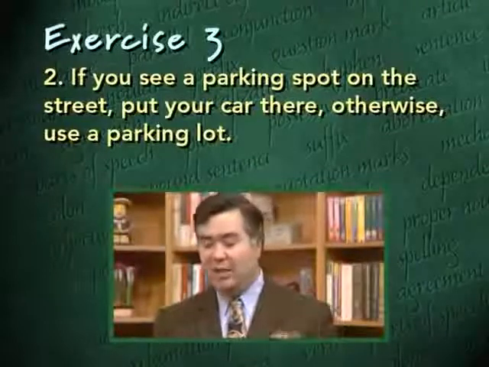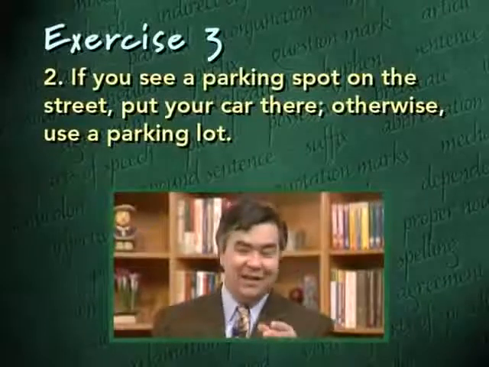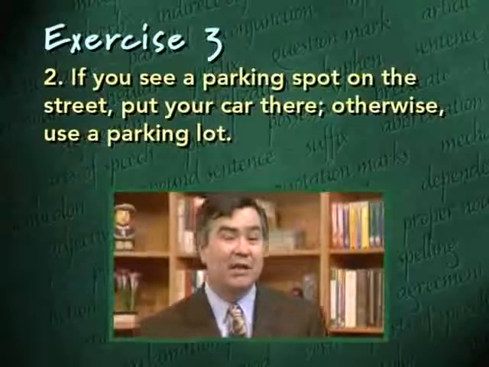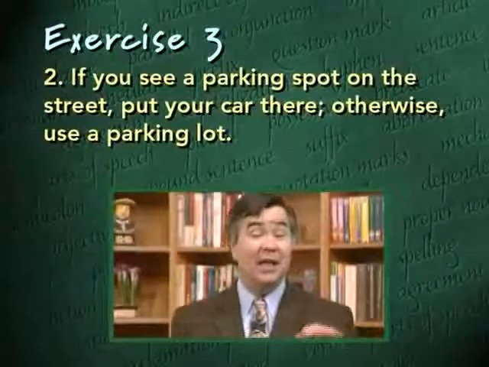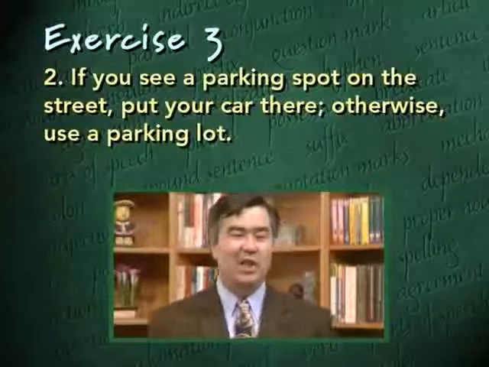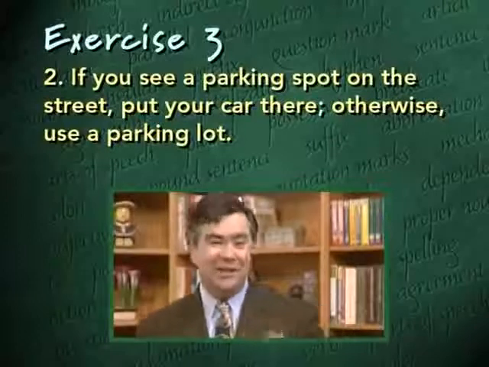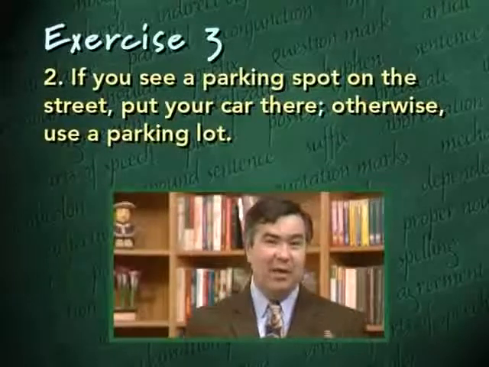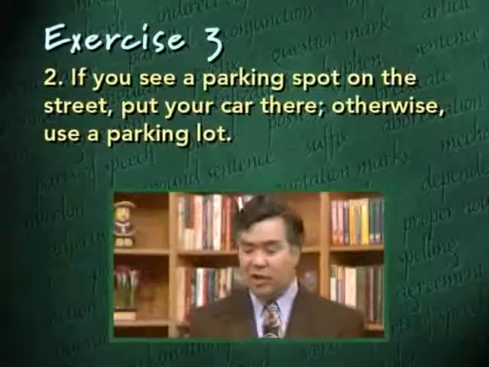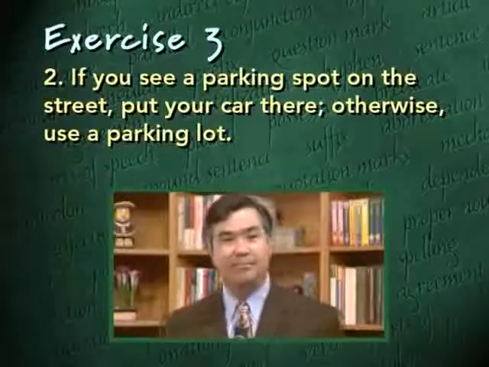So the sentence would then read, if you see a parking spot on the street, comma, put your car there, semicolon. Otherwise, comma, use a parking lot. The semicolon is needed to separate the two independent clauses which are being joined together without a coordinating conjunction. What appears on either side of the semicolon should be able to stand alone as a sentence. And when you read the sentence that way, you can see that that in fact is the case. So insert the semicolon after the word there, and the sentence is now correct.